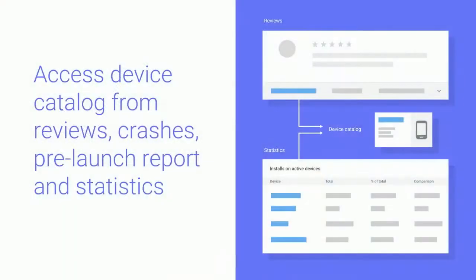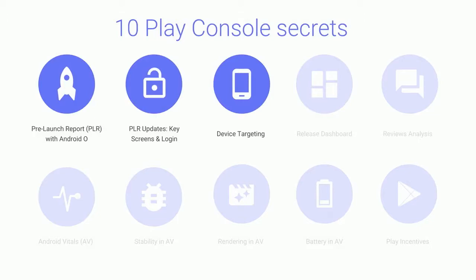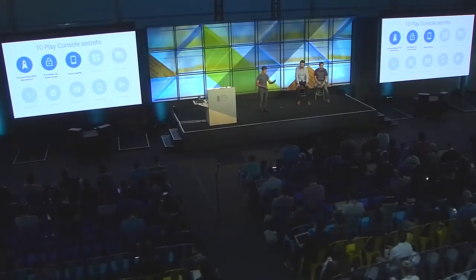Finally, we've updated the Play console throughout. So from many different places in the Play console, you can link straight into device catalog, be it from reviews, be it from the stats pages, and such. So this is secret number 3, brand new device catalog and targeting capabilities.